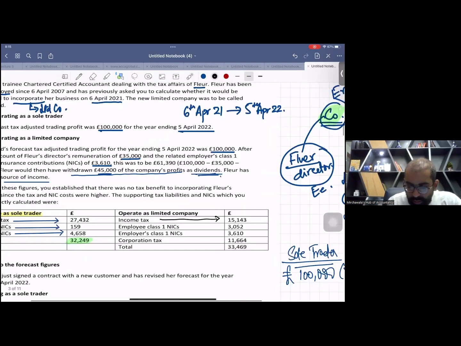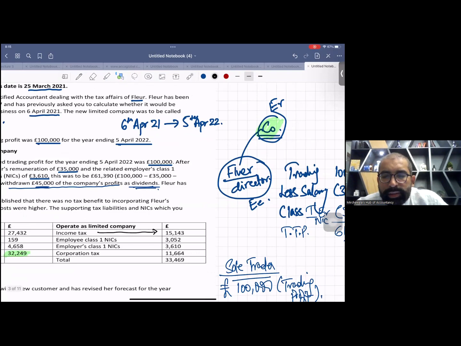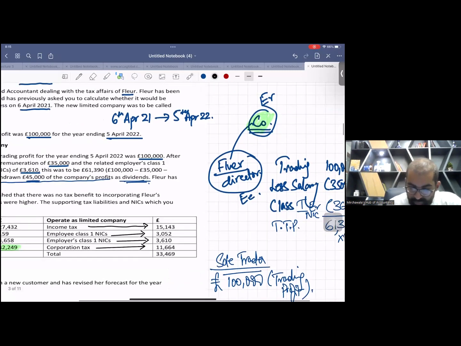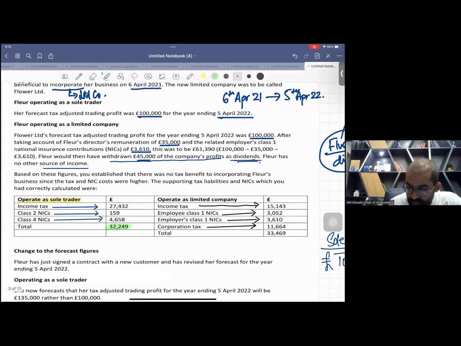Now, obviously, he has incorporated the company and he is the director of that company. Director means employee. So the company has to pay class 1 employer NIC. This is one more cost. Then, as the company is the employer, he is the employee. In the UK, each and every employee has to pay class 1 employee NIC. So both class 1 employee NIC and class 1 employer NIC are relevant cash flows now. Then finally, the company has to pay corporation tax, which I just showed you, 61390 times 19%. So this is going to be the second package.